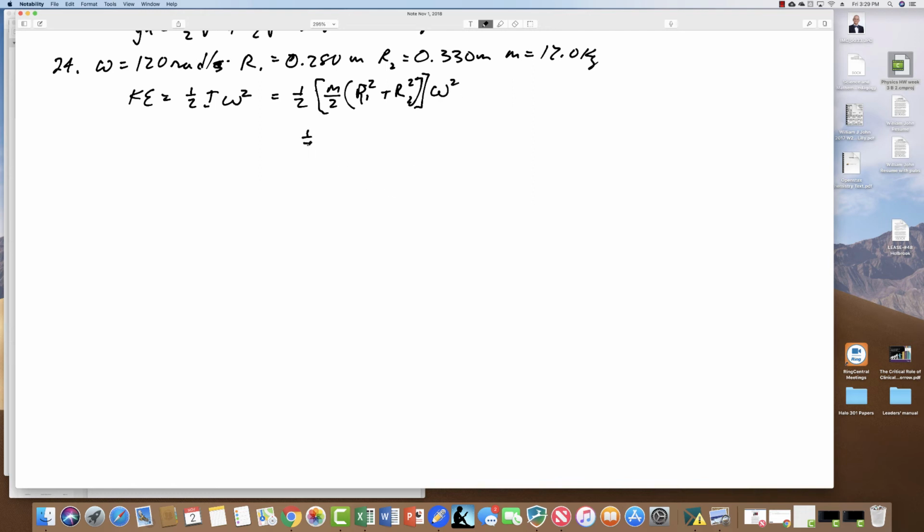And so we have 1/2 times 12.0 over 2 times 0.280 squared plus 0.330 squared times 120 squared. So if we put all the numbers in there and shake our calculator real hard, we get 8100. And the units for rotational kinetic energy are the same. They are joules.